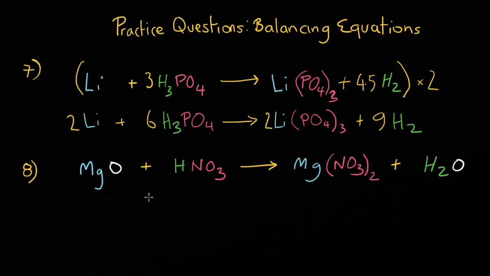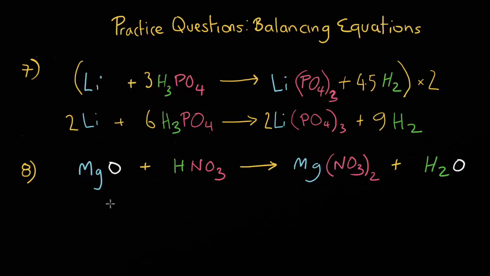Magnesium oxide reacting with nitric acid to give magnesium nitrate plus water. So beginning with magnesium, we've got 1 magnesium on the left here, and we also have 1 magnesium here on the right. Oxygen, we've got 1 on the left, we've got 1 on the right. Hydrogen, we've got 1 on the left, but we've got 2 on the right. So what I'm going to do is stick a number 2 here.